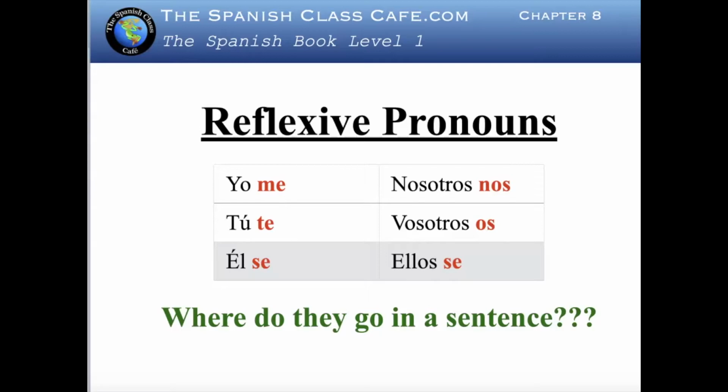We're going to learn today about the reflexive pronouns and where they go in a sentence. Reflexive pronouns: me, te, se, nos, os, and se. Stay with me and you will learn.